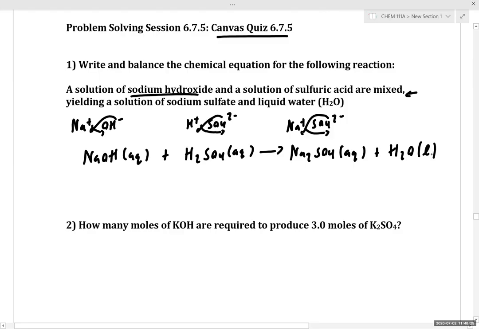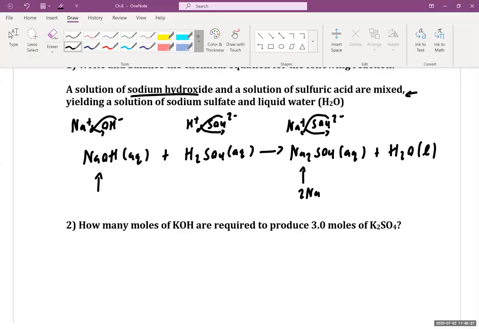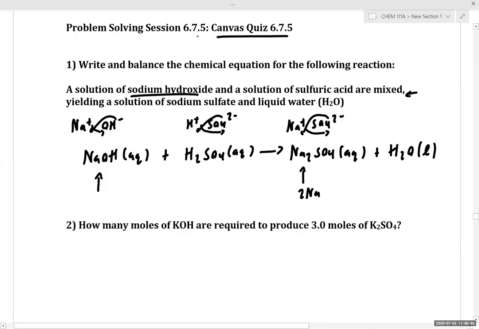Anyway, jokes aside, looking at our equation, it's clearly not balanced. So we see we have two sodiums on the right. So what coefficient do we need on the left? We have two sodiums on the right, so what coefficient do we need on the left? 2, right? Okay, perfect.